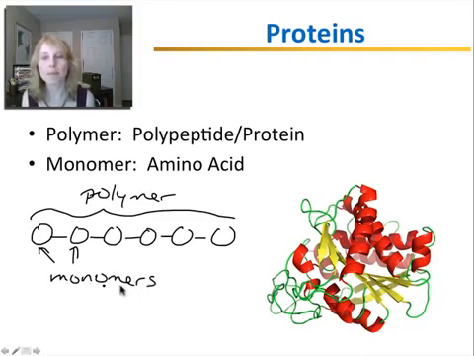Now the monomers that make up proteins are called amino acids. So each of these little individual circles represents an amino acid. And then when they are linked together into a polymer, that is called either a polypeptide or a protein. And later on, I'll distinguish the difference between when I would use the term polypeptide and when I will use the term protein.